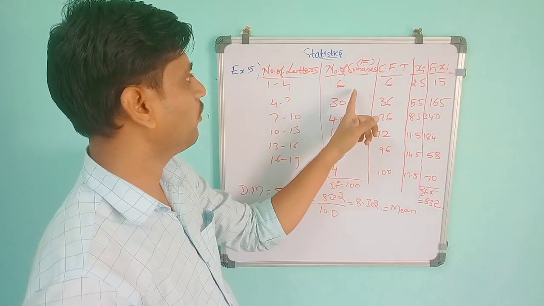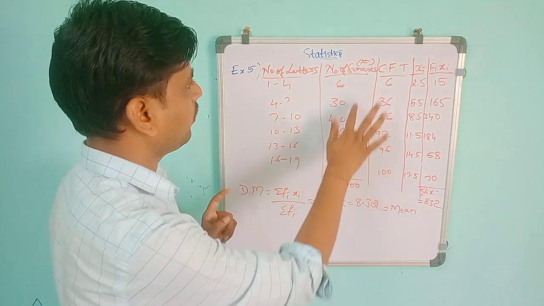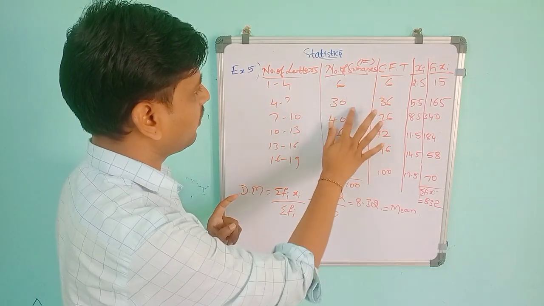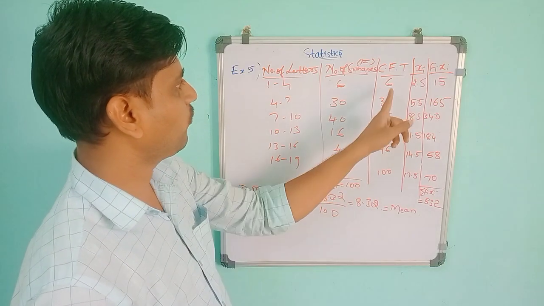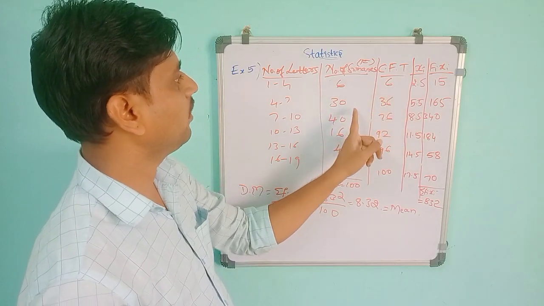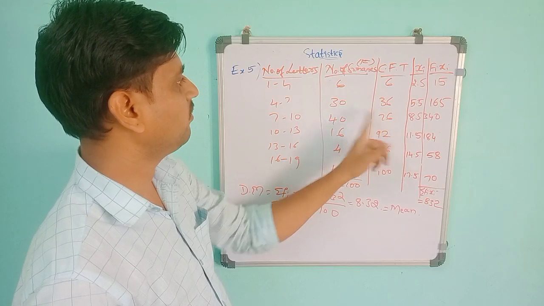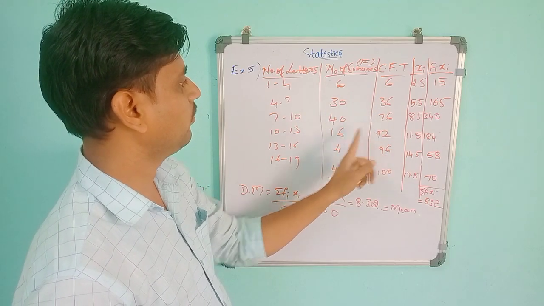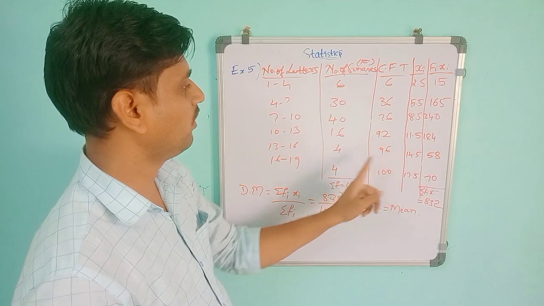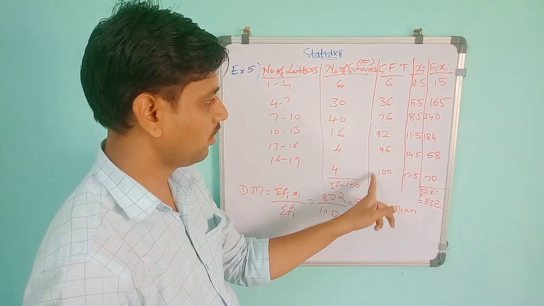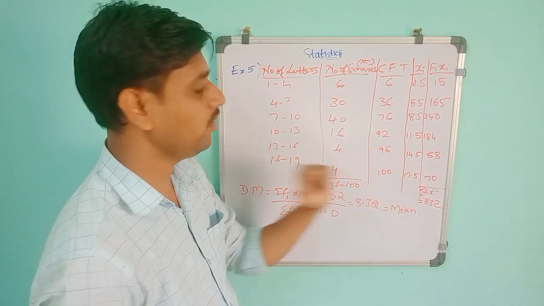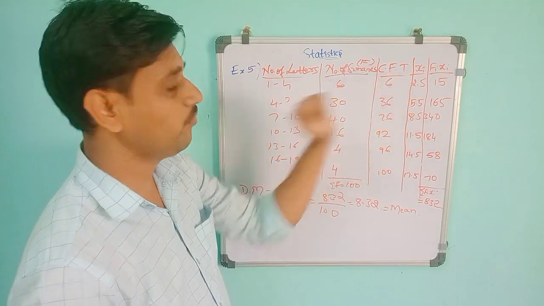How means if they given less than, then you have to take the number of surnames. Then 6, 30, 40, 16, 4, 4. This is 100. So the cumulative frequency will be first number as it is 6. Then you have to add the next number 36. Then 76. Then 76 plus 16 is 92. 92 plus 4 is 96. 96 plus 4 is 100. So last number will be 100. The total number of frequency will be the last value of the cumulative frequency table.